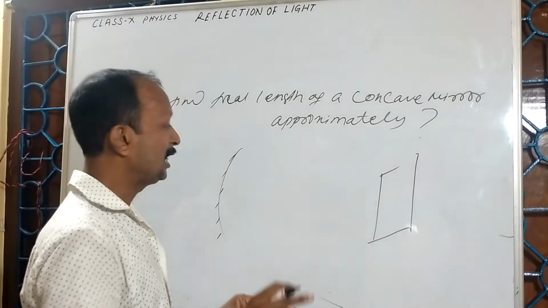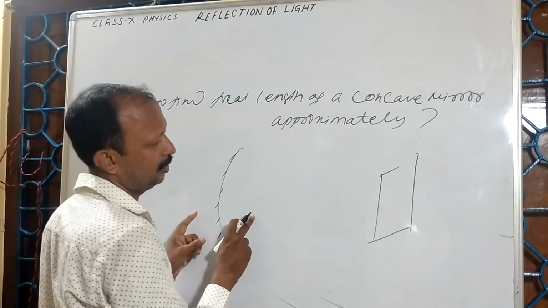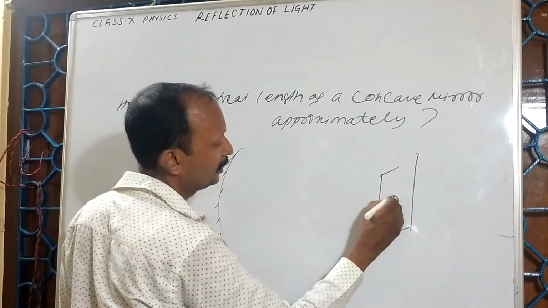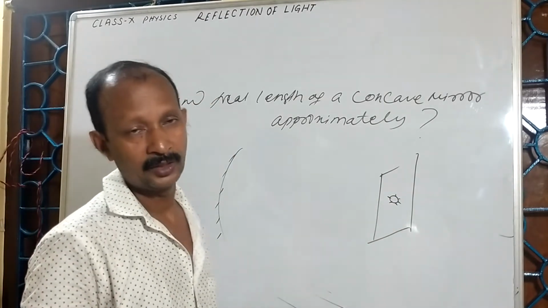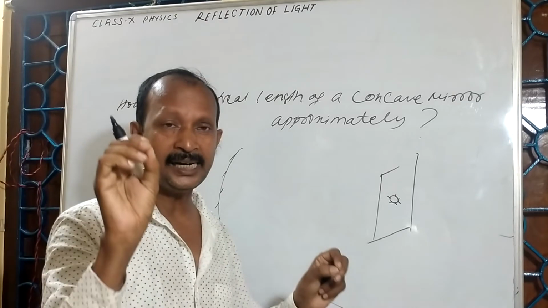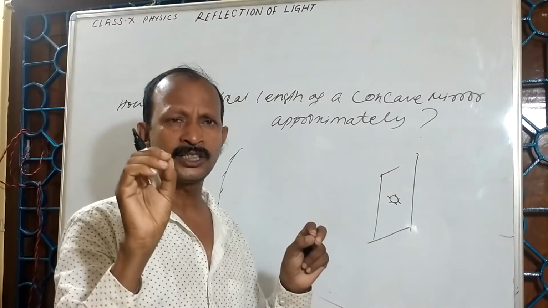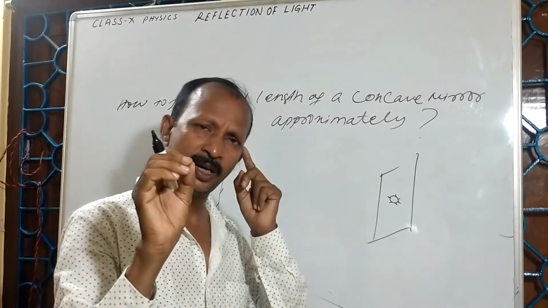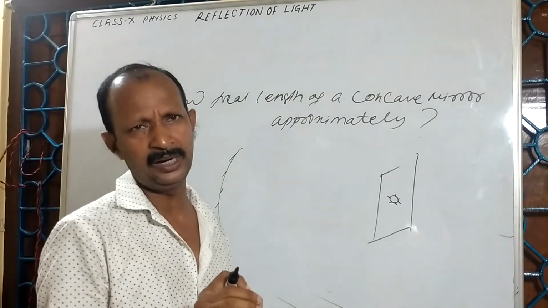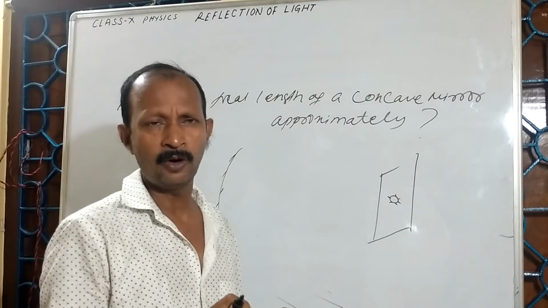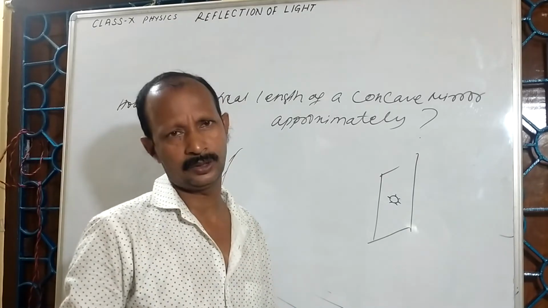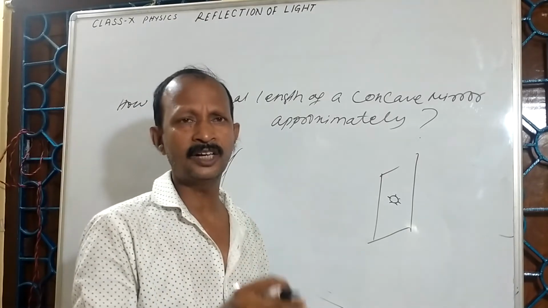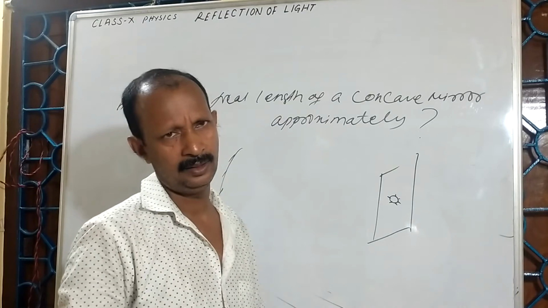The image of the sun will form on the paper or screen. So we have to adjust until we get a sharp image of the sun. A sharp point will come. That position is the position of the image when the object is far away, like the sun.